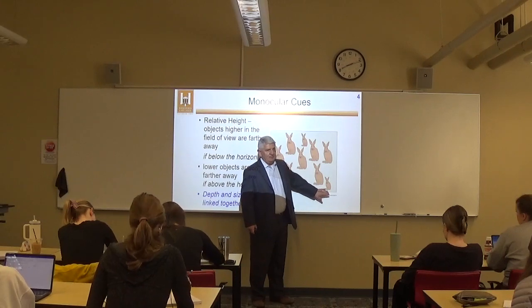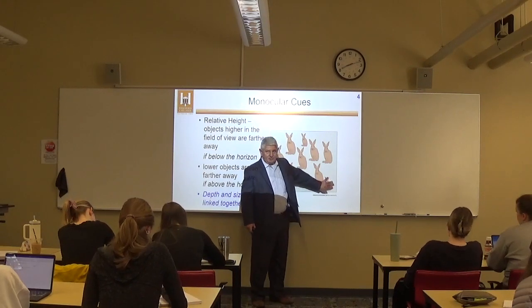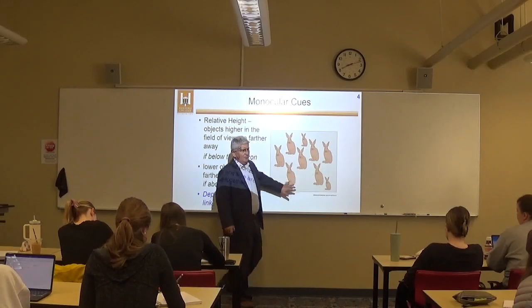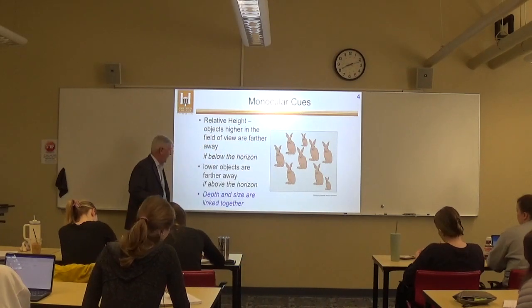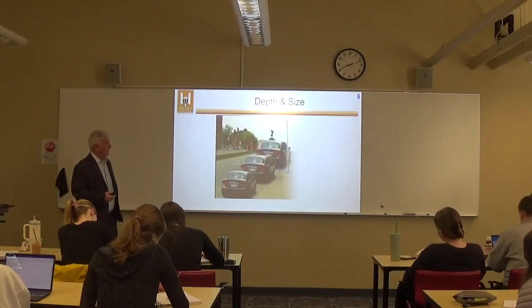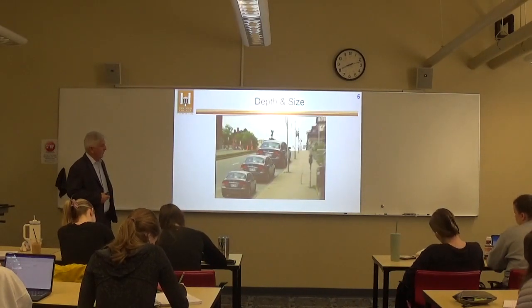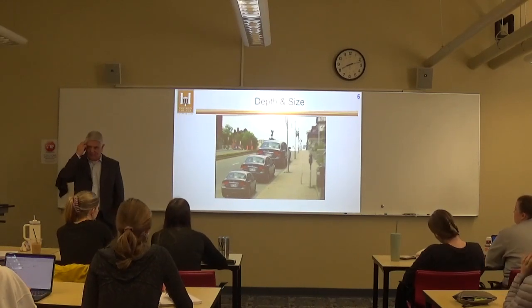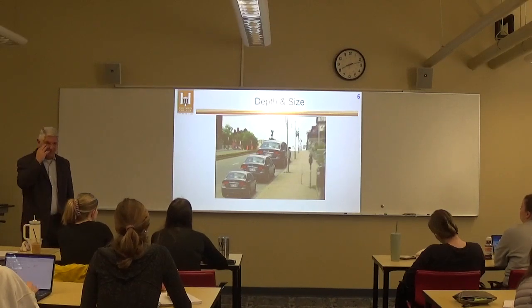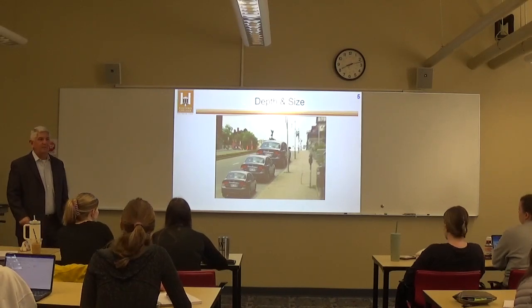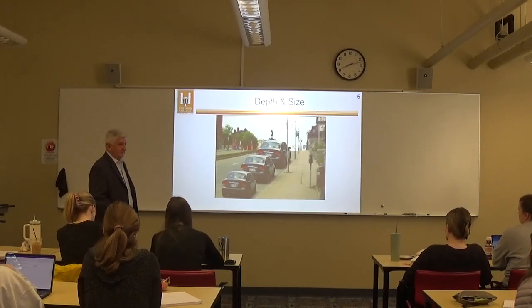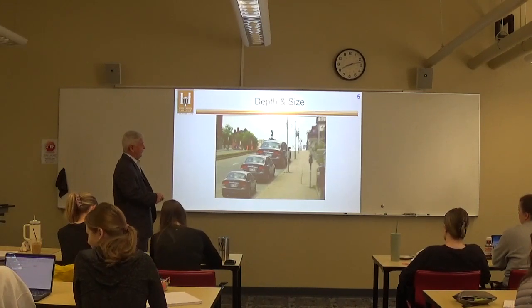So how do we then rectify the size? We're like, well, that's just a small rabbit compared to this rabbit. All right. So depth and size are totally linked together, right? Here, right, what makes you feel uneasy about this picture? Or do you feel uneasy about this picture? Does it look right? No. Why doesn't it look right? Because the biggest car is furthest away.